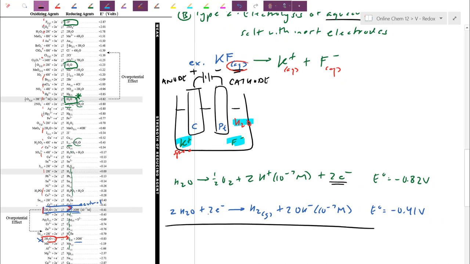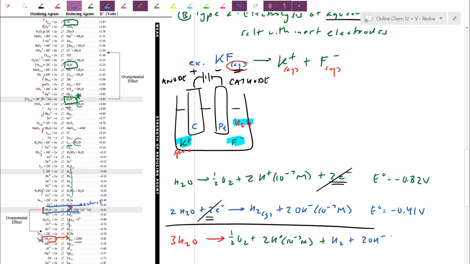Great, lowest common multiple here is just 2 and 2, so those are going to cancel out. We're going to end up having the waters add up. Water plus 2 water means we have 3 waters on the left side. I'm just going to copy these other ones down. So I have half an O2 plus 2H+ at a 10 to the negative 7 molar plus an H2. I'm just going to put all the reactants on the right-hand side.